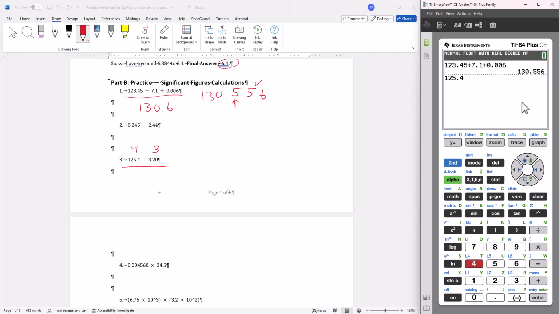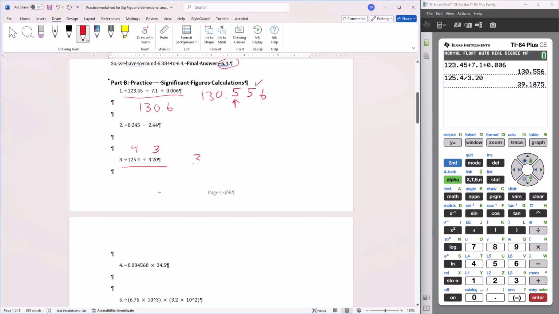125.4 divided by 3.20, and that gives me 39.1875. Okay. That's weird.